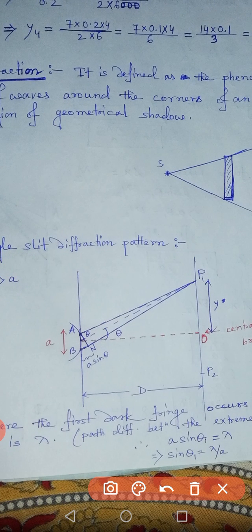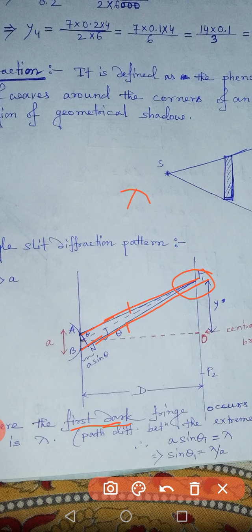Now suppose another point we considered, P point. This is not the central bright, of course. Now suppose point P will be the first dark, provided the path difference between the two extreme waves, this one and this one, reaching at P is lambda. How much is the path difference? I said it is lambda.